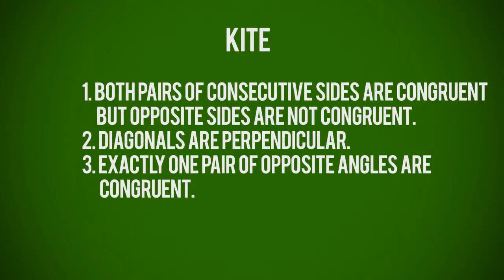Now, let's move on to the kite. A kite has both pairs of consecutive sides congruent but opposite sides not congruent, diagonals that are perpendicular, and exactly one pair of opposite angles congruent.